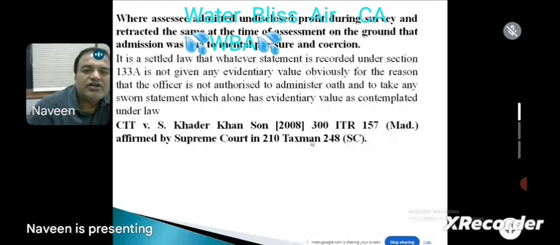It is settled law that statements recorded under section 133A during a survey are not given any evidentiary value. Obviously, for the reason that the officer is not authorized to administer oath and to take any sworn statement, which alone has evidentiary value as contemplated under law. Because this statement is not under any oath.